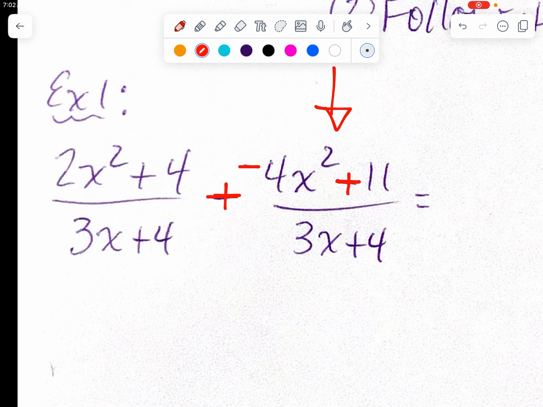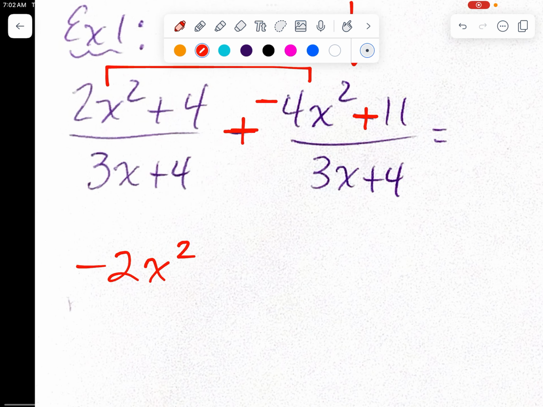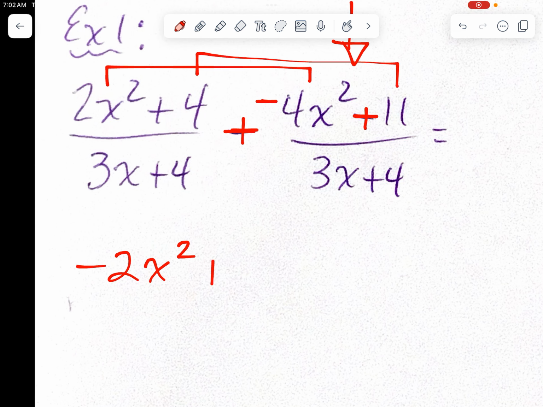We have a common denominator here of 3x plus 4 for both fractions. So we can just simply combine like terms. The x squareds are going to go with the x squareds. 2 minus 4 is negative 2x squared. And then we can say 4 plus 11 is positive 15, so we add that. And we just make one fraction using the common denominator.